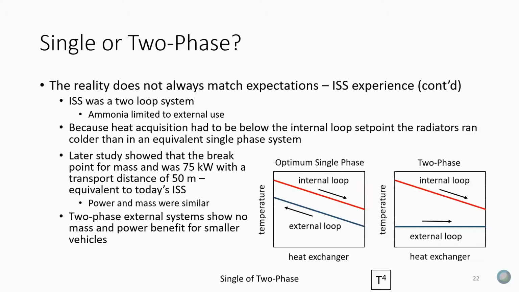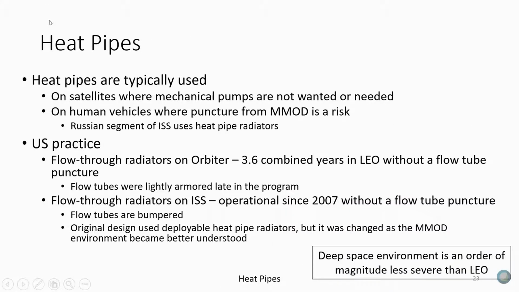Like, for example, AMS, the Alpha Magnetic Spectrometer, uses a two-phase carbon dioxide system. But they use that because they really, really, really need a constant and uniform temperature at the sensors. And so two-phase made sense there. And so they had other issues that drove them to two-phase for their smaller system.